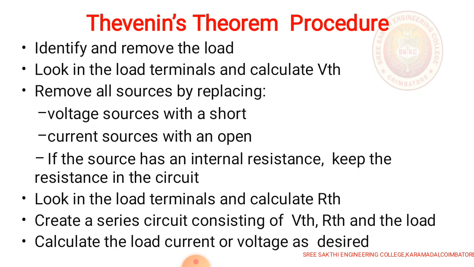Thevenin's theorem procedure. First step is identify and remove the load. Second step, look in the load terminals and calculate VTH. Third step, remove all sources by replacing voltage source with a short circuit, current source with an open circuit. If the source has an internal resistance, keep the resistance in the circuit itself.